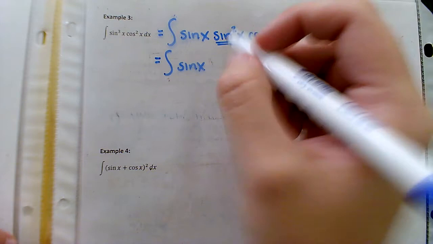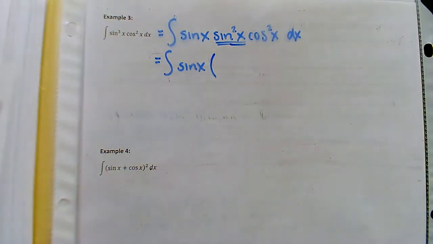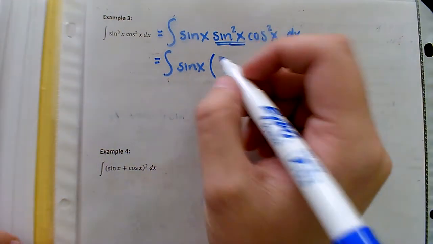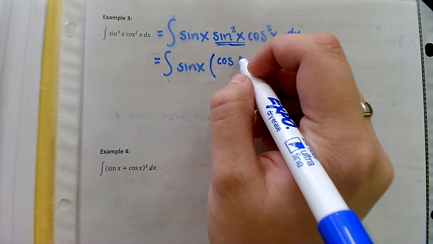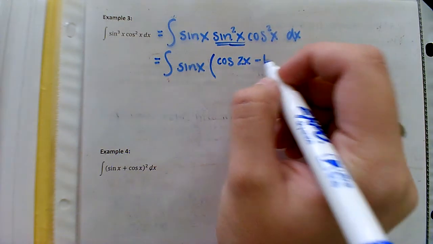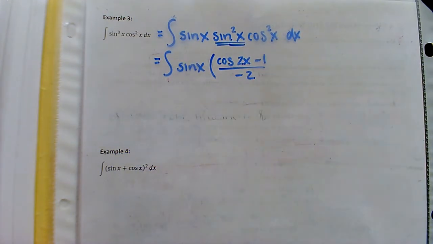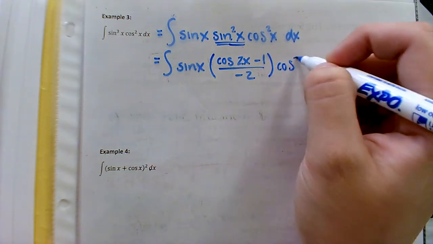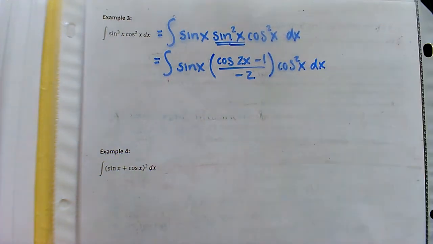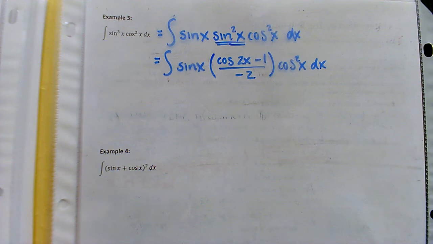Double angle? Okay, so sine squared, double angle we said, let me get it, that was cosine of 2x minus 1 all over negative 2. Is that right? All right. So maybe we can start to simplify it a little bit.